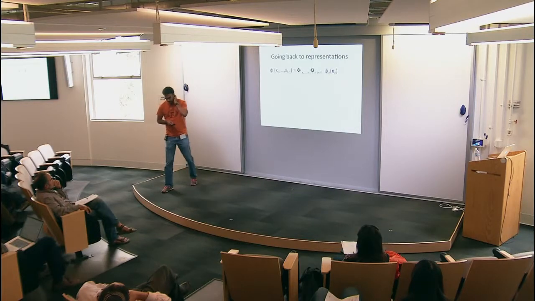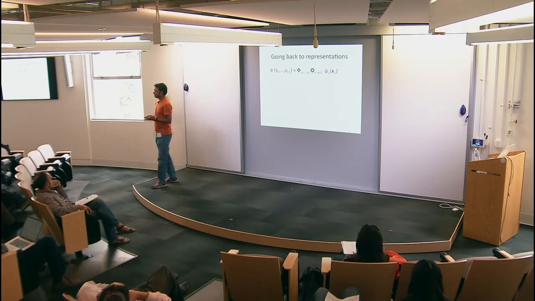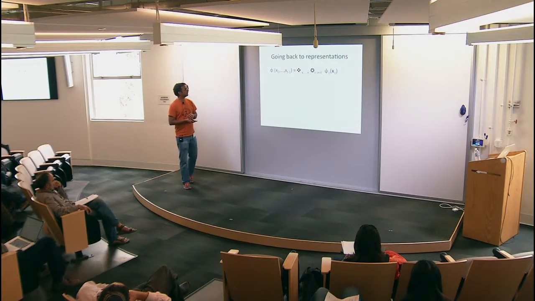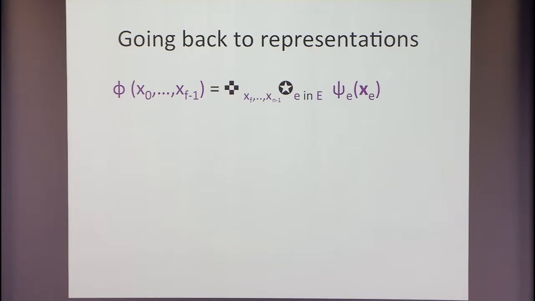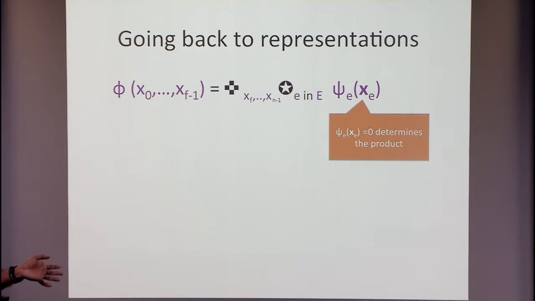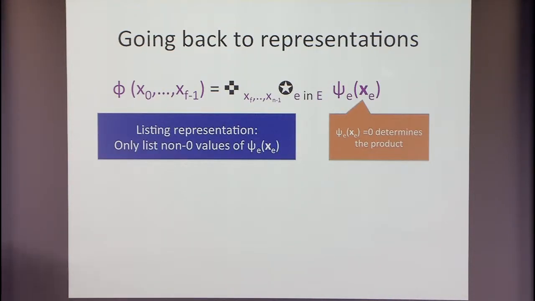All right, so as you can imagine, the truth table representation doesn't give you much for too long. So here's another very natural representation: let's look at this value psi e of x of e. If this value is 0, since 0 annihilates everything, you basically don't have to compute this product anymore. So the moment you get something which is 0, you know the product is going to be 0, which means you only need to list the non-zero values of these factors. That's only the interesting part of the thing. So that's how you represent the input, and that's how you want to represent the output.